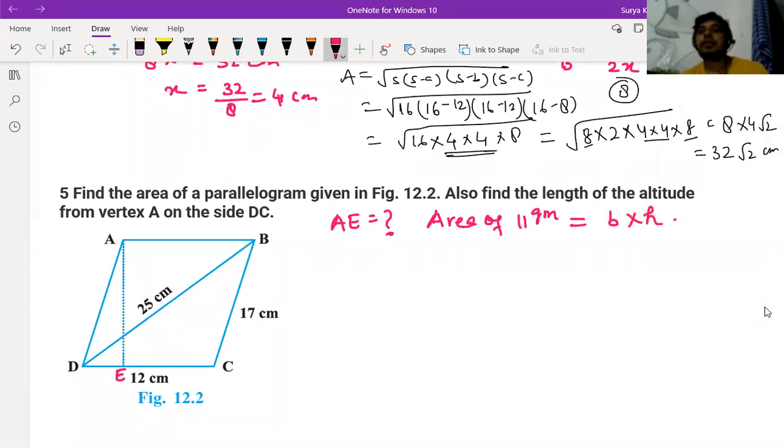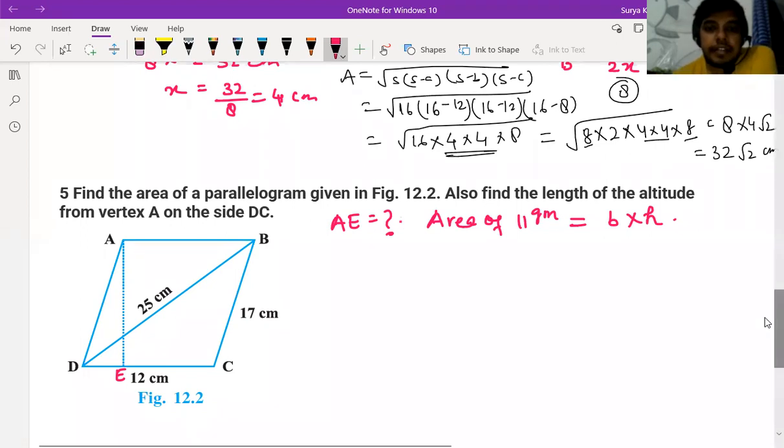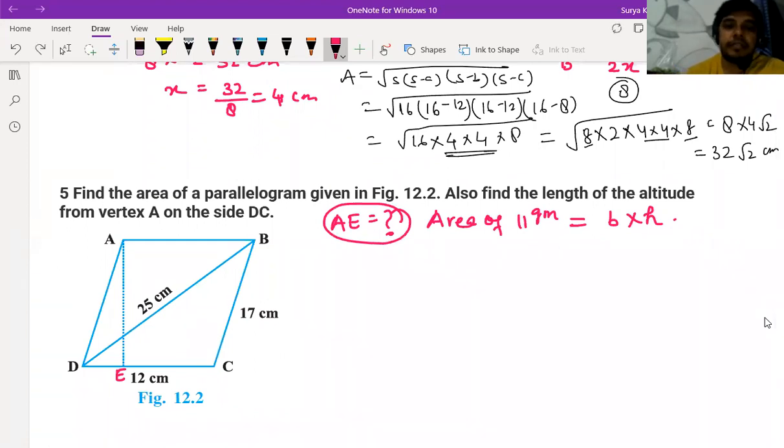I told you almost all four-sided figures are there. For a rectangle, the area is base into height, right? For a square, the area is also base into height, but here the base and height are the same, A into A. In a rectangle, length into breadth is base into height. So if you find AE, easily you can find this one, because the base we already know. How to find AE? That is our question here.